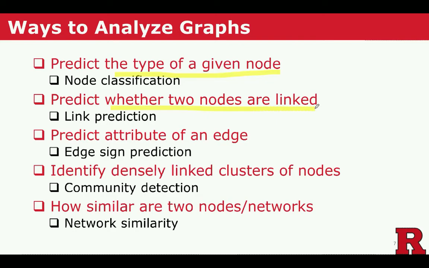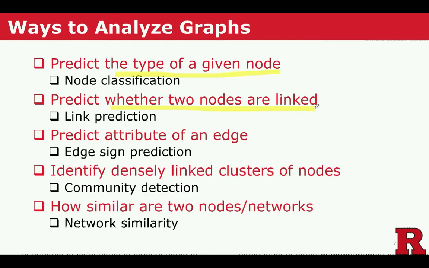For example, in a social network, maybe Linda is following Mike and Mike is following Jason. Then is Linda likely to follow Jason? This kind of question is basically the link prediction task tries to answer.